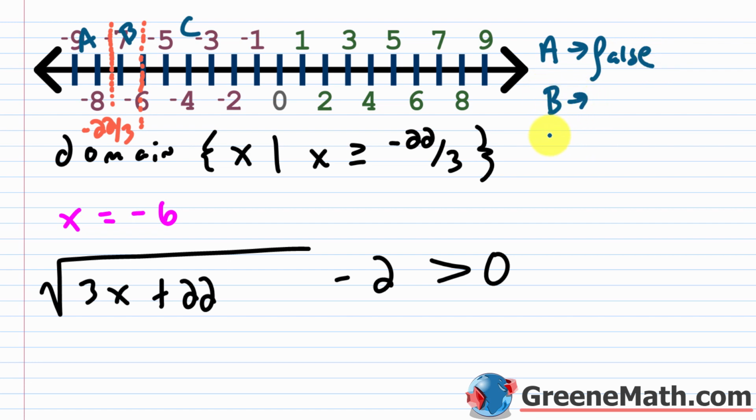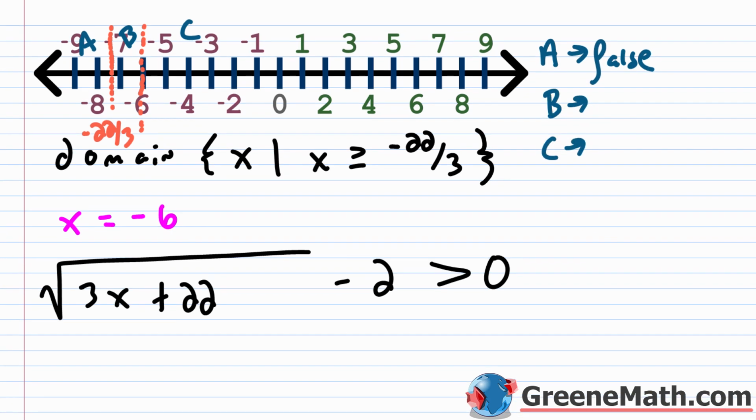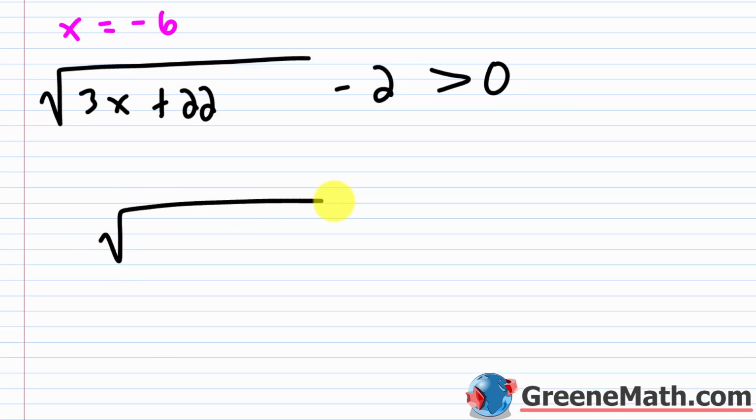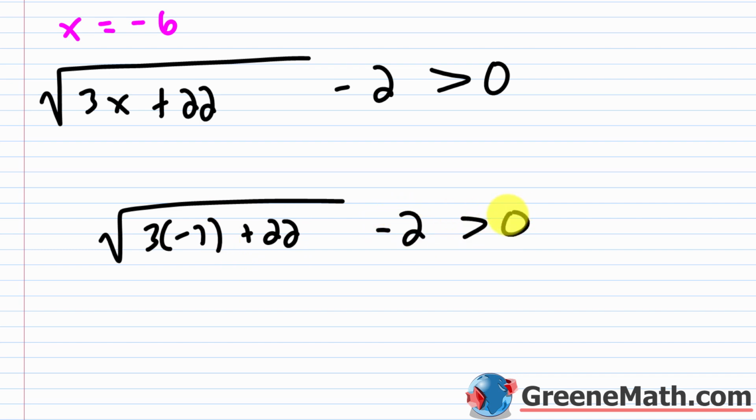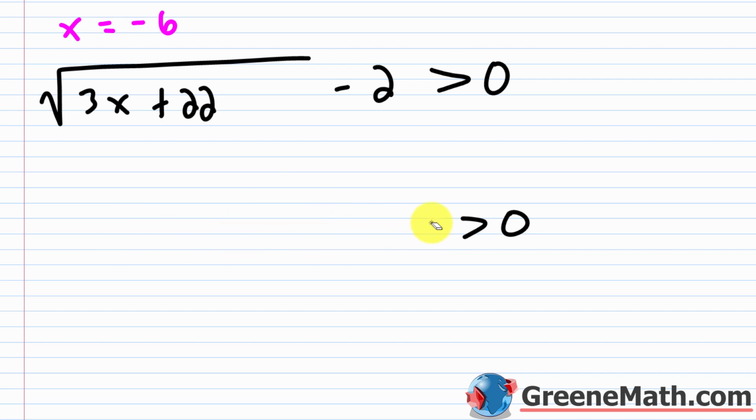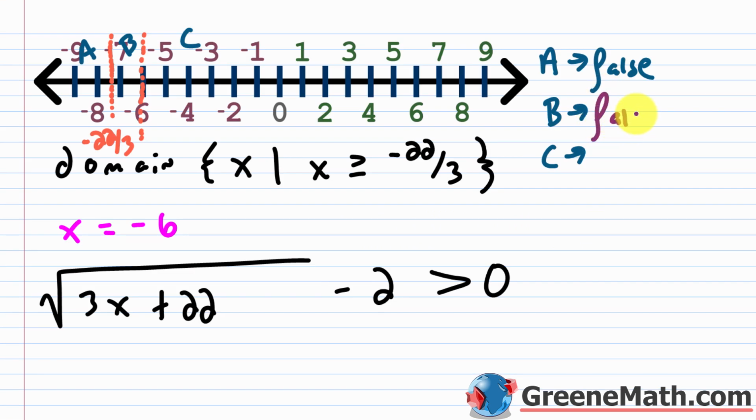For region B and for region C, we need a test. Now to test something in B, it looks like negative 7 is available. So let's work with that. So we'll say the square root of 3 times negative 7 plus 22, then minus 2 is greater than 0. So 3 times negative 7 is negative 21. So this right here is negative 21, then plus 22, which is positive 1. And if we take the square root of 1, we get 1, and 1 minus 2 is negative 1. So this right here is a false statement. So we know that region B, that's not going to work. So we have to reject those values. So coming up here, I'm just going to put false here.